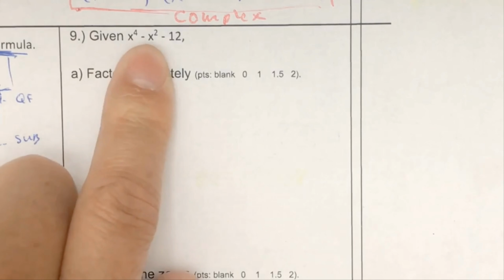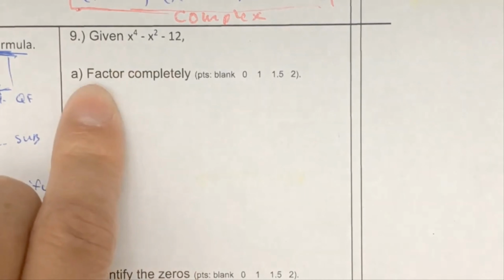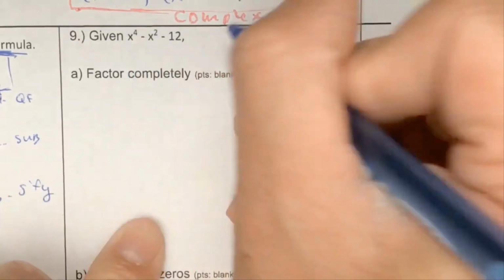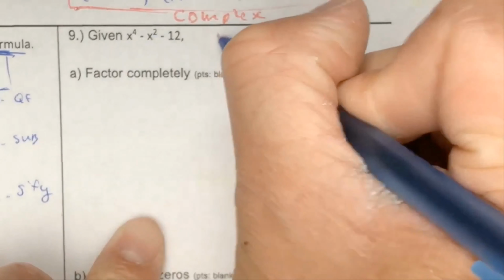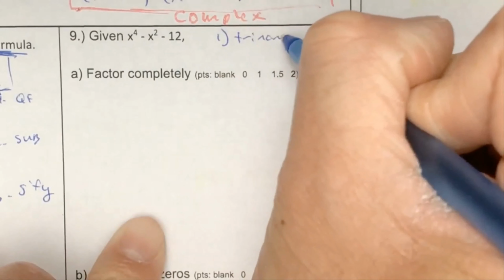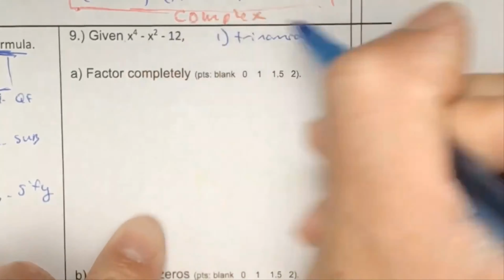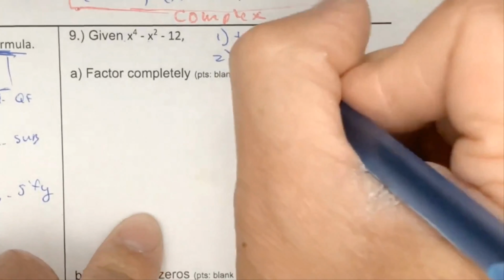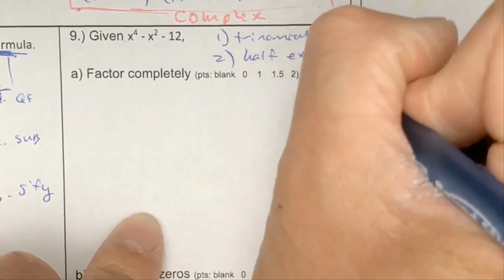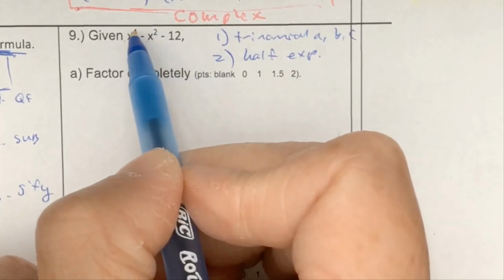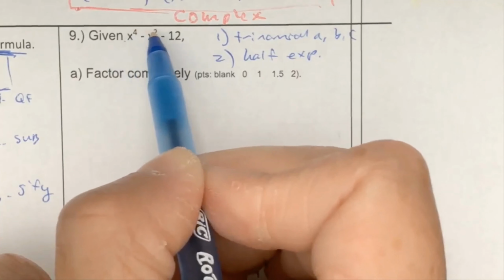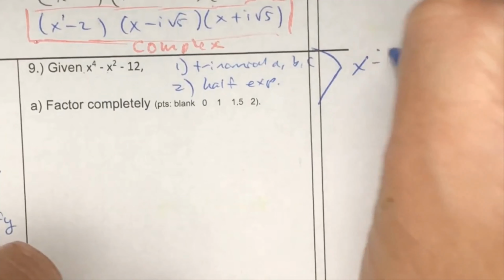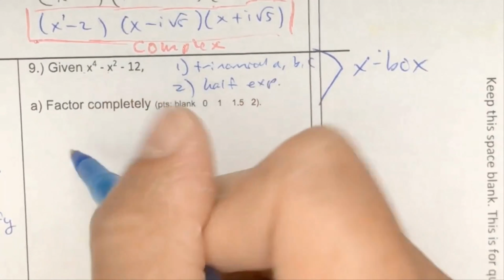Given x to the fourth minus x squared minus 12, factor completely. So I have a trinomial. 1, 2, 3, that's an a, b, and c. And if I can take half the exponent, let's see if we can take half the leading exponent, x to the fourth, half of 4 is 2. This is good when both these conditions work. You can use x box, so let's do x box.